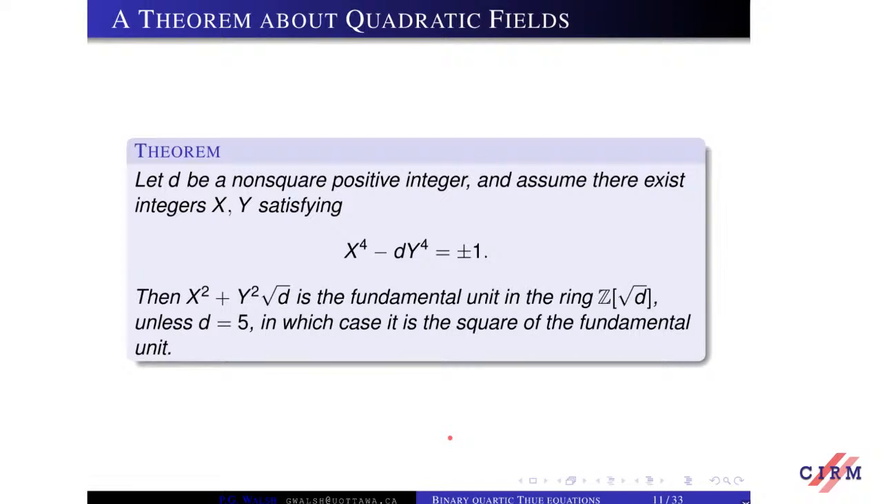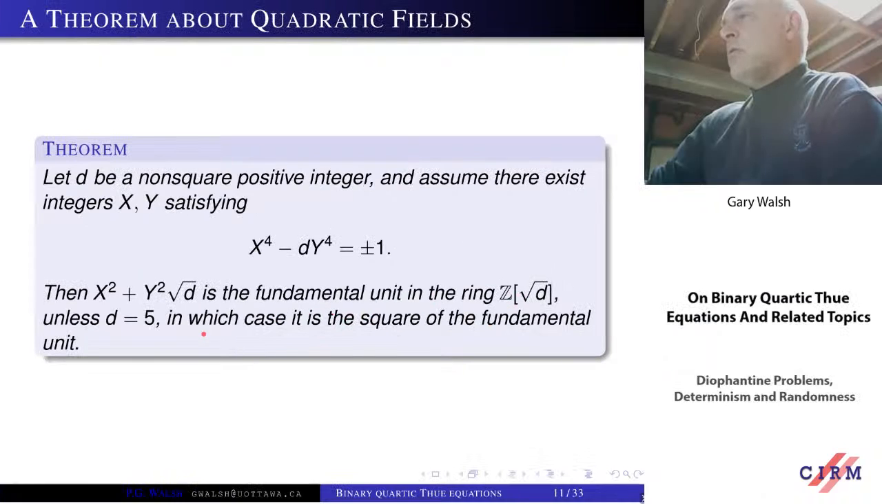So here is the theorem that I want to state. If d is a non-square positive integer, and assume there exist x and y satisfying this quartic equation, then in fact x squared plus y squared root d is the fundamental unit in the ring Z adjoin the square root of d, except for d equal to 5, in which case we just saw that it's the square of the fundamental unit. And the proof is very simple given the tools at our disposal.